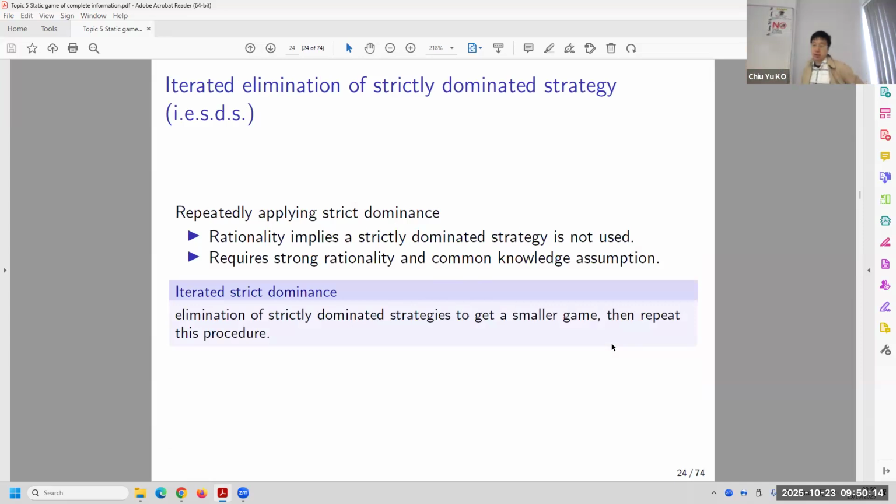So the next one is iterated dominance, which applies strict dominance, meaning that you keep deleting strictly dominated strategies, right? But it's not easy, because it has to involve a lot of computation. In the old days, it was maybe difficult to imagine, but now with AI or computation power, this might be possible, right?